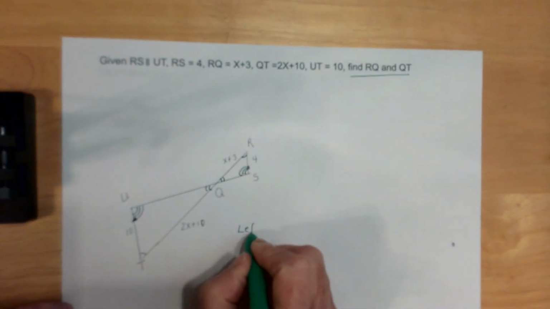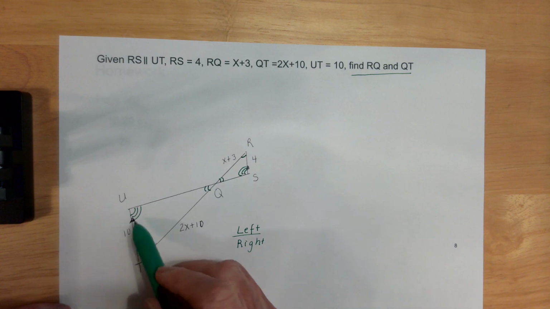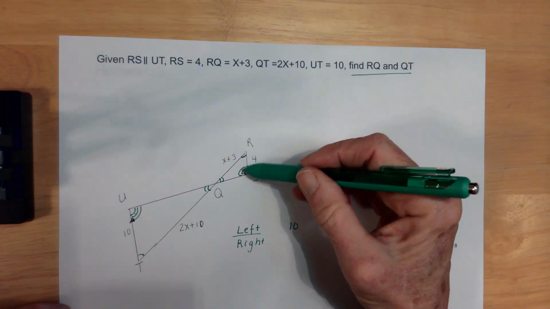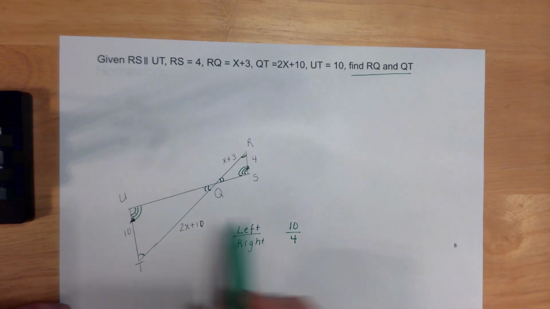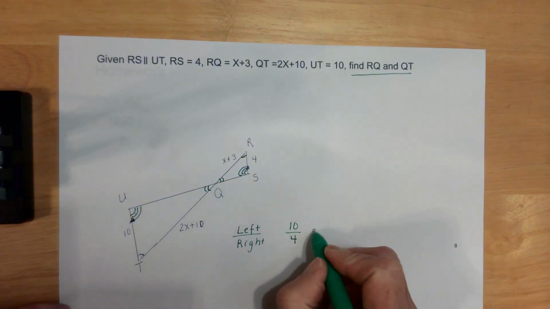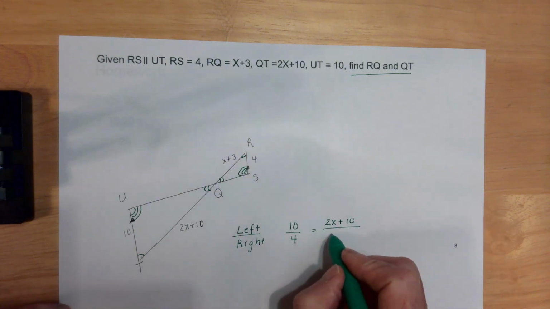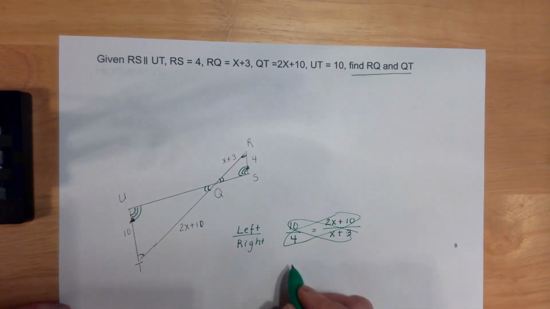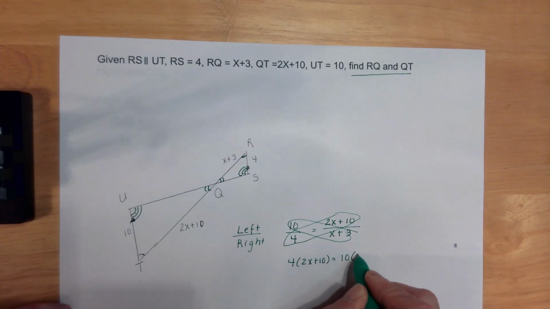So left triangle, right triangle. Between the 1 and the 3 on the left is 10. Between the 1 and the 3 on the curves, if you will, hopefully you understand what I mean by that, is 4. Between the 1 and the 2 little curve marks is 2x plus 10. And between the 1 and the 2 here is x plus 3. So I'm going to cross product. So I have 4 times 2x plus 10 equals 10 times x plus 3.